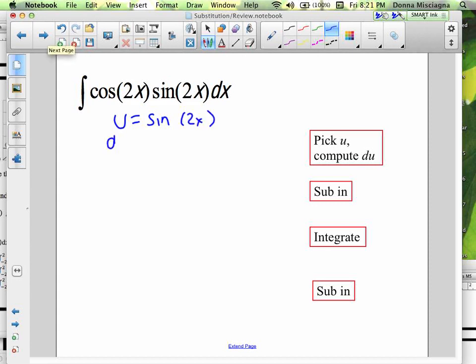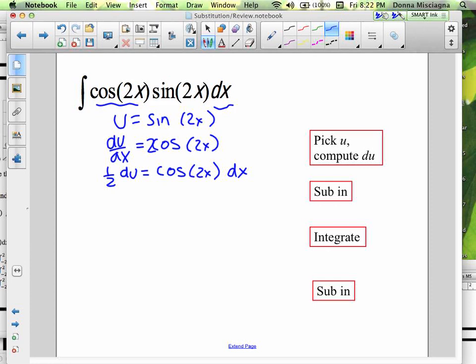That makes du dx equal to, now that's going to be cosine 2x, but this time it's going to be positive. So cosine 2x, and then again times 2, because I have to take the derivative of the 2. And I don't see a 2, so I got to divide by 2. So, and I'll multiply by dx. So I've got 1/2 du equals cosine 2x dx. So now this part here is going to be the du, it's actually 1/2 du, and this part here is going to be the u.